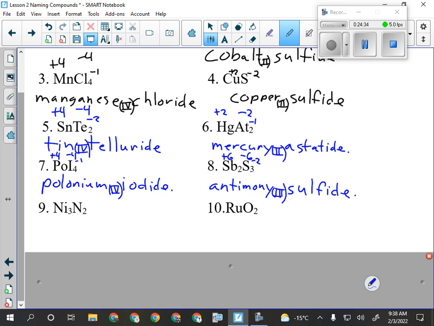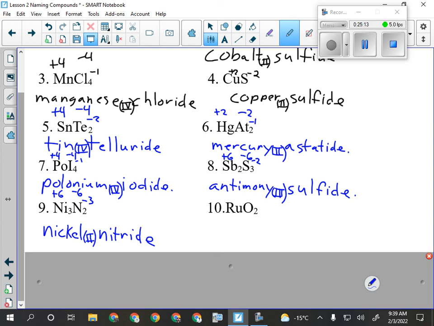Okay, so we've got Ni, which is nickel, and N, which is nitrogen, which gets abbreviated nitride. What's the charge on nitrogen? -3. And there are 2 nitrogens for a total of 6 negative charges. So I've got to get 6 positive charges from 3 nickel atoms. 6 divided by 3 is 2. So this is nickel 2 nitrogen.